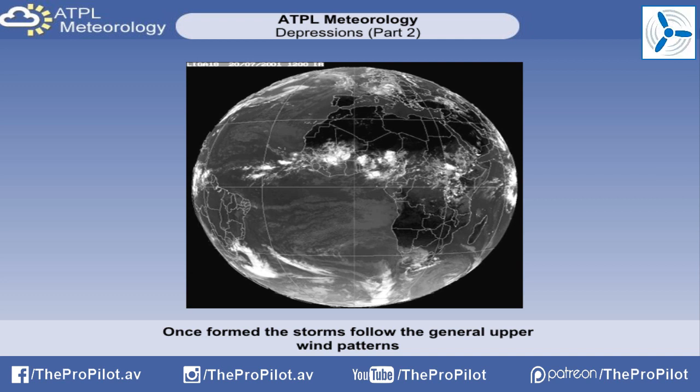If the storm is to be maintained, it must remain over the warm ocean, where there is a continued supply of heat and moisture. If the storm tracks too far north, it moves over cooler seas, or if it moves over land, the supply of moisture is cut off.